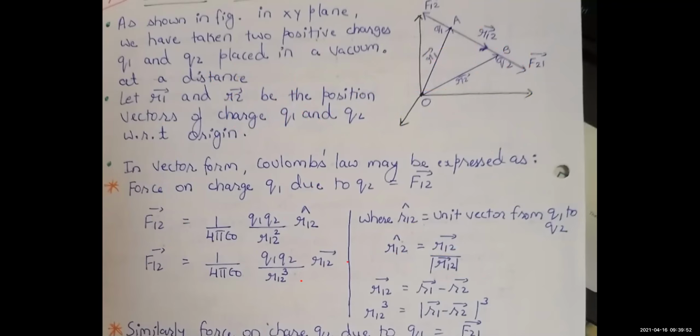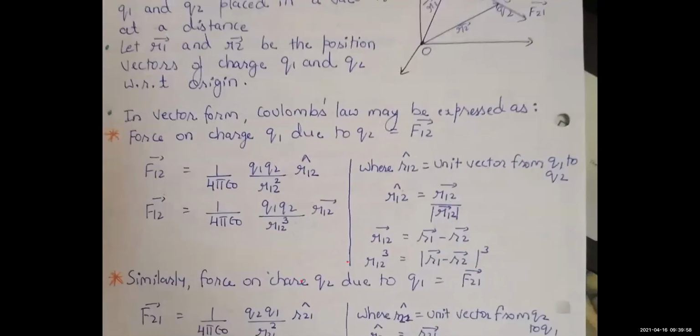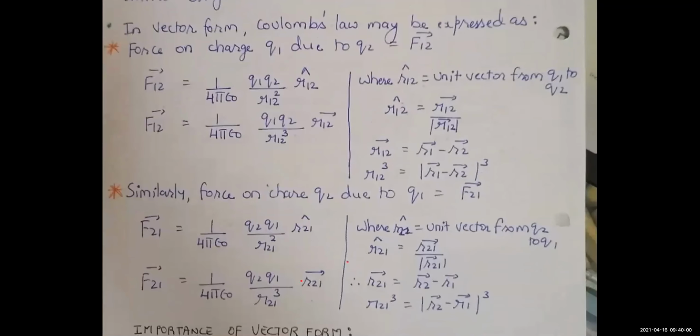Right, children? Here R12 is R1 minus R2, vector R1 minus vector R2. And if you do cube of it, it is the cube of the magnitude. Similarly, children, we want to find out the force on charge Q2 due to Q1.